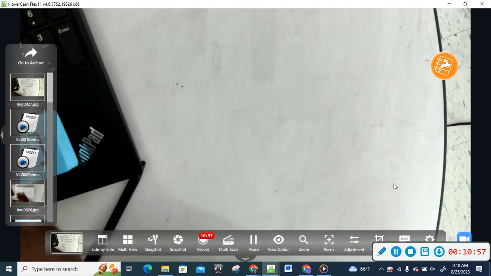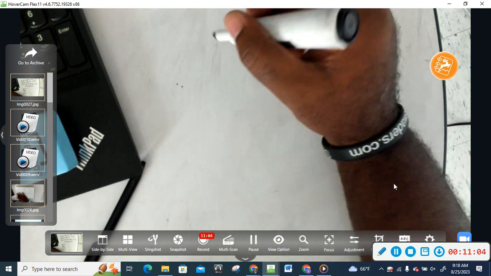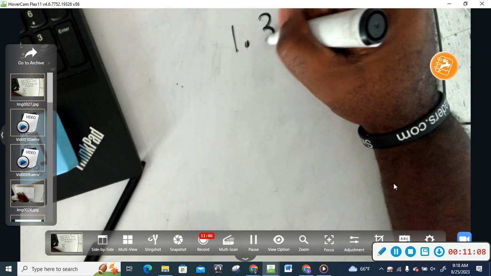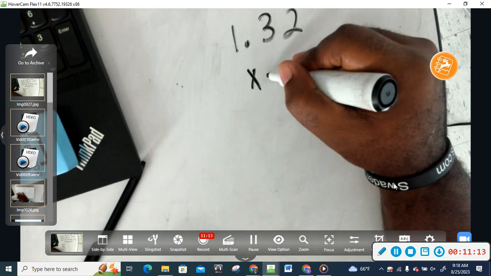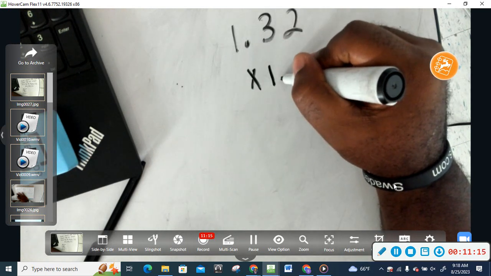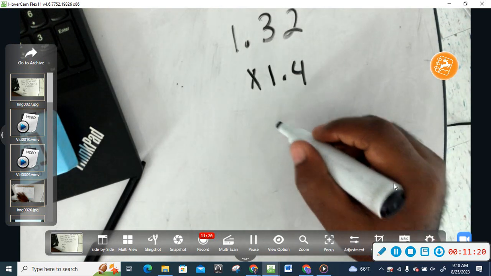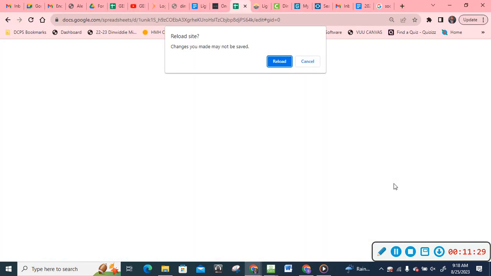All right, here we go. That was multiplying decimals. I'm gonna pick one with less bigger numbers on here, so I'm gonna let y'all try this one. All right, so let's go: 1.32 times 1.4. Go ahead, you can attempt it. I want you to attempt it on your own. If you get stuck on something, let me know.